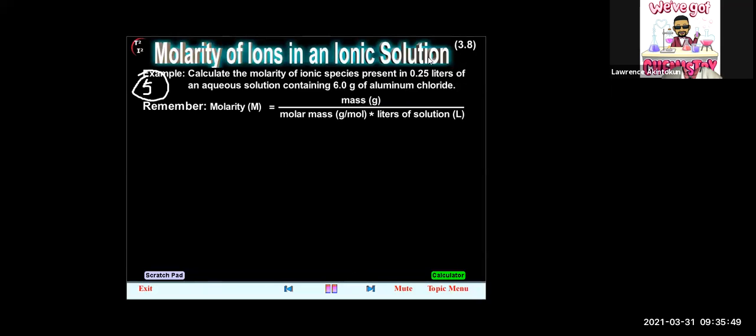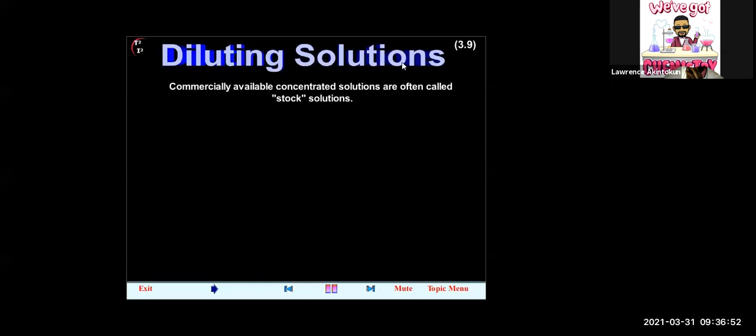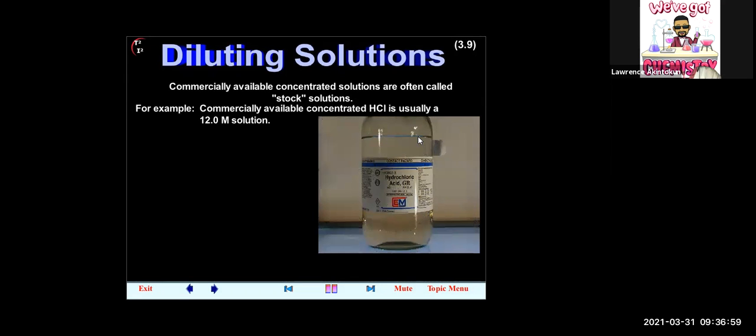Molarity, M, is equal to mass. Commercially available concentrated solutions are often called stock solutions. For example, commercially available concentrated HCl is usually a 12.0 molar solution. The question is how to prepare 100 milliliters of 1.0 molar HCl solution from 12.0 molar HCl solution. This is how to dilute concentrated solution in the lab.